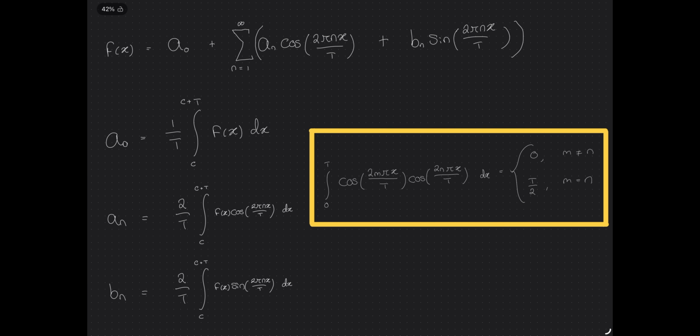In mathematics, we know that the integral of the product of any two sinusoids over a complete period is 0, except when the product is itself. In that case, it becomes half the period. And so multiplying by 2 over T in A sub n and B sub n normalizes the value of our sine and cosine coefficients to leave just the actual scalar constant responsible, hidden in the original function.